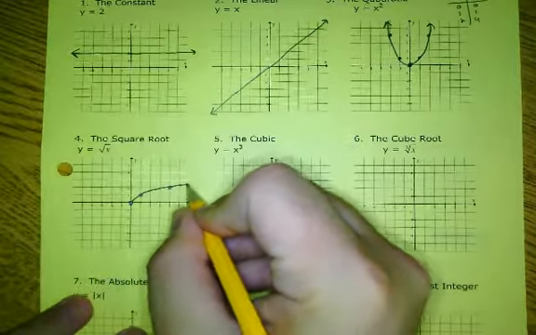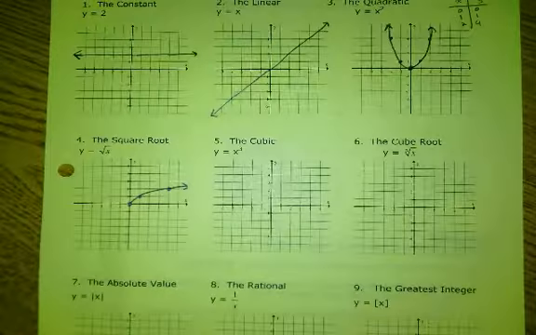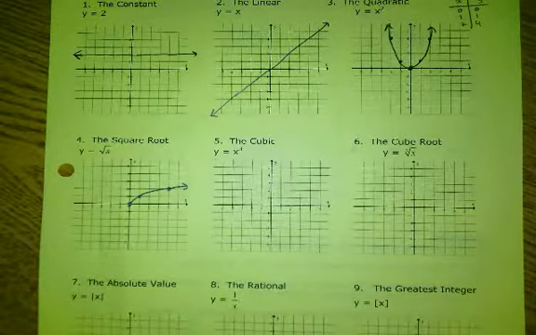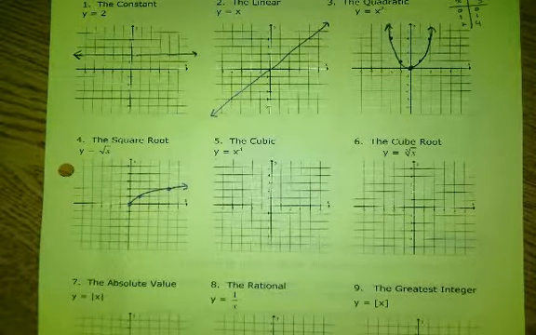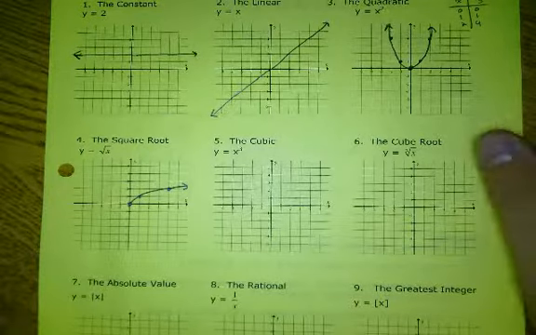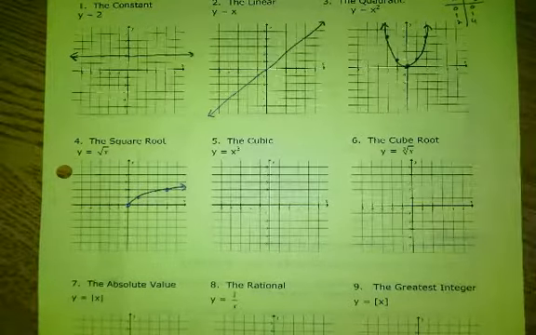Why do I not plug in any negative numbers? It doesn't work, because the square root of negative 1 actually gives me imaginary, and I can't graph imaginary. Well, on this piece of paper, I can't.